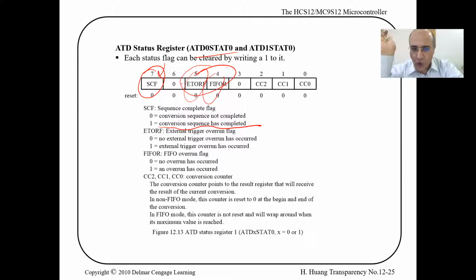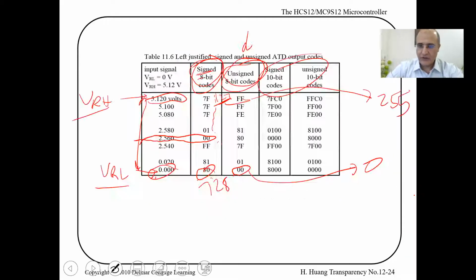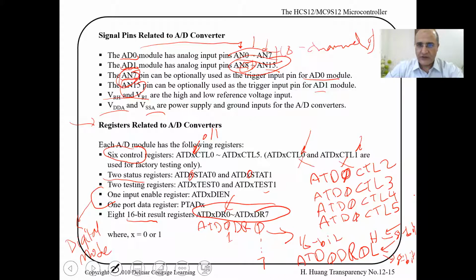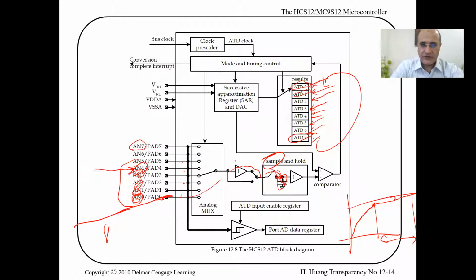In the non-FIFO mode, we said that AN0 will store in result register 0, right? AN1 will store in data register 1, right? Which way he said here. 0 will store in 0, 1 store in 1. This is in the non-FIFO mode.